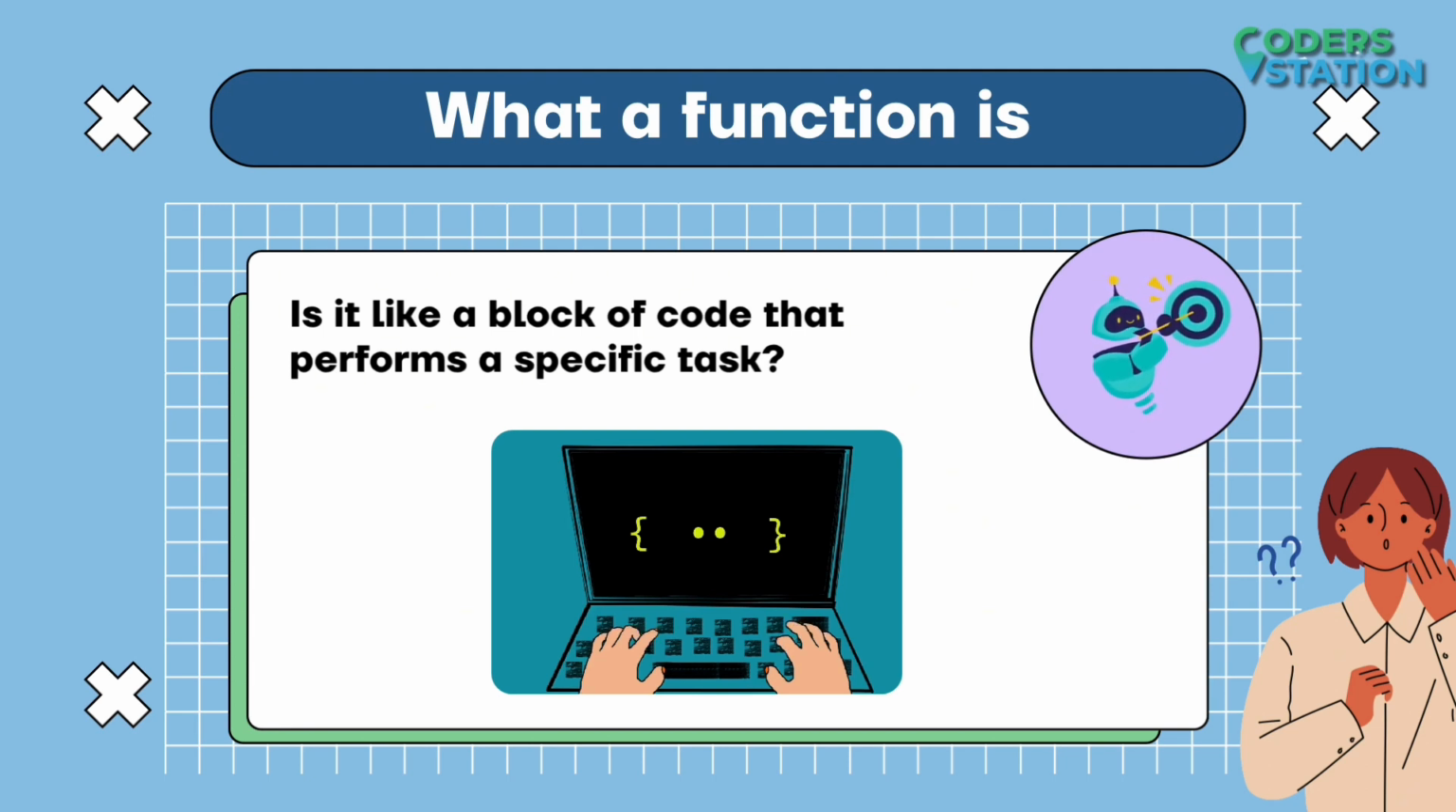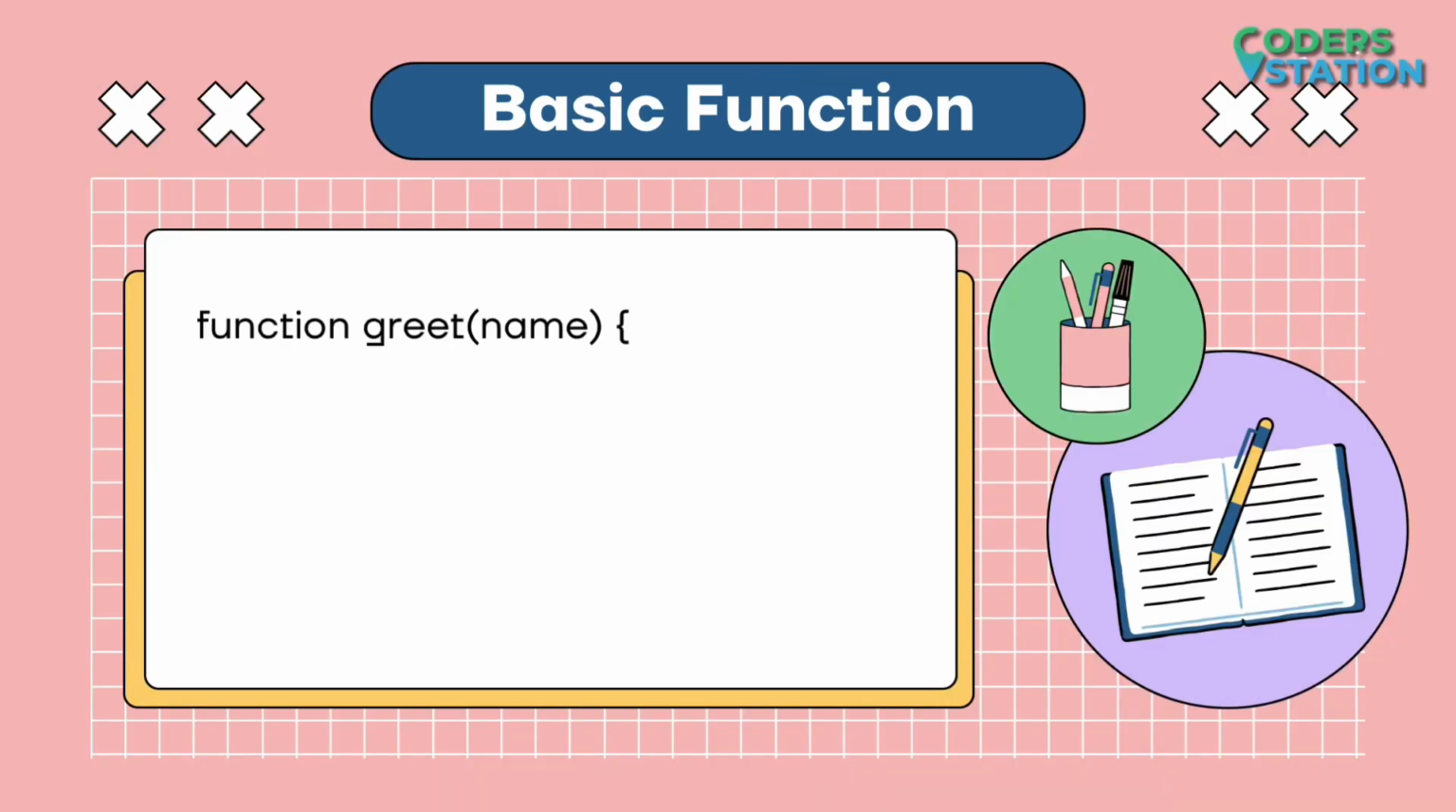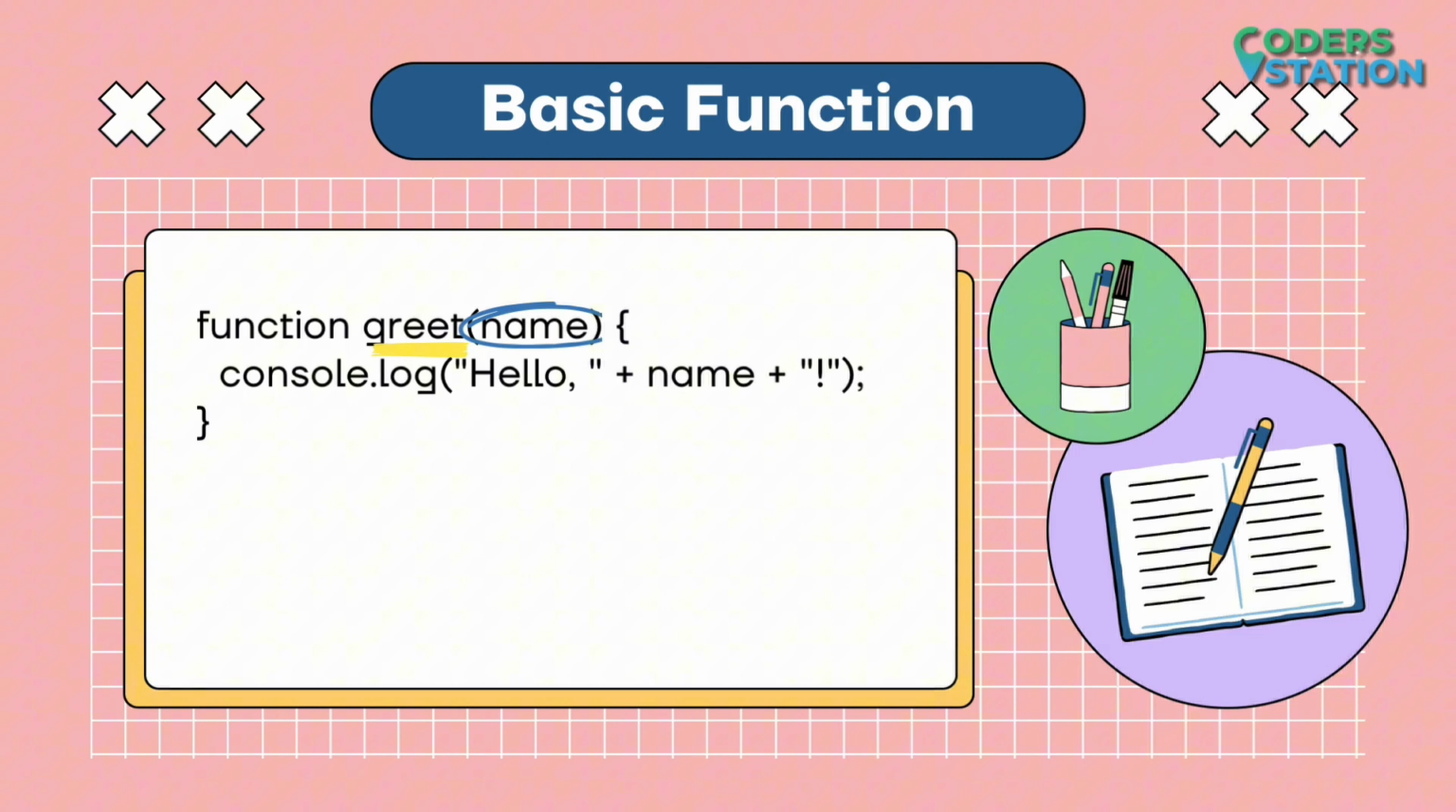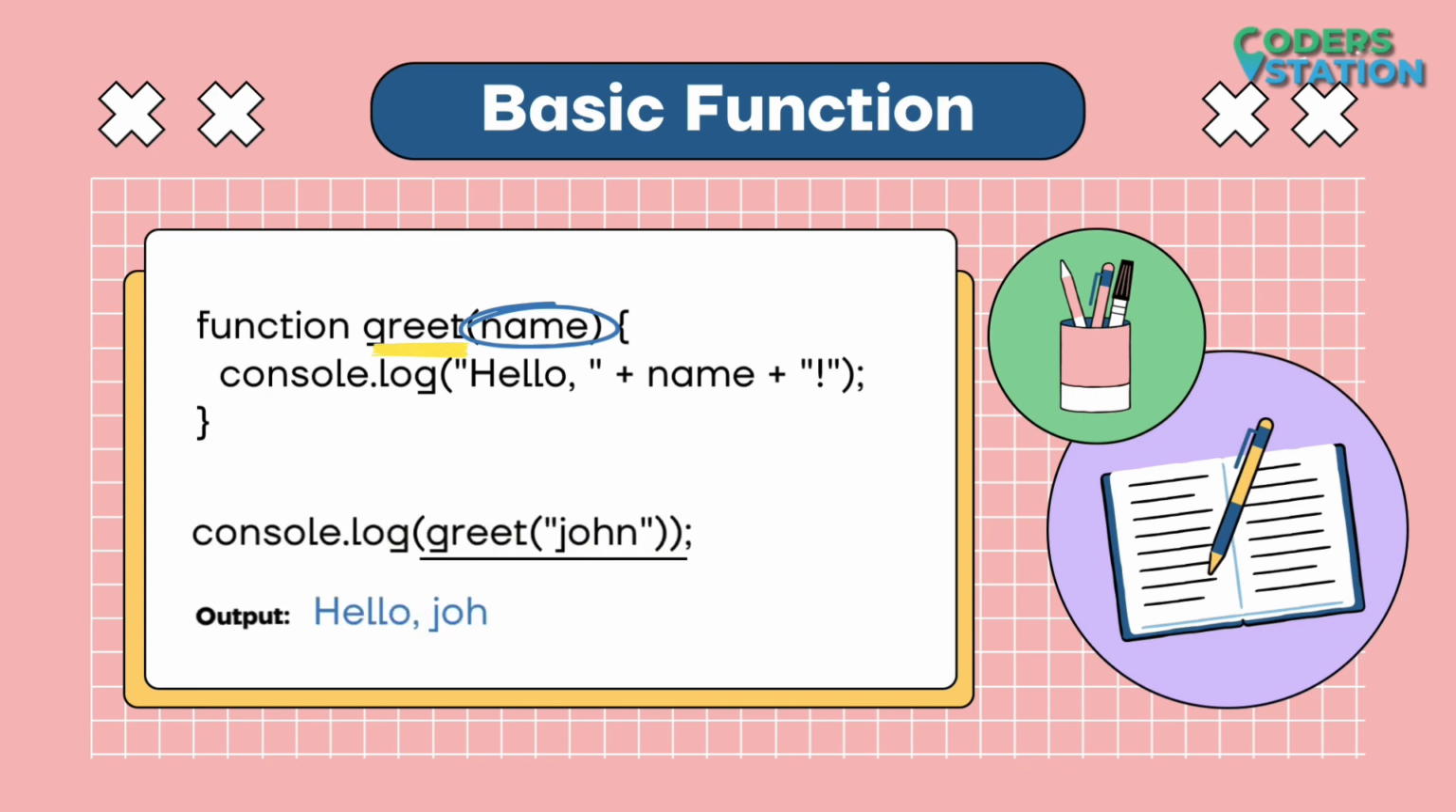Let's start with a basic function. Here, we have declared a function called greet that takes a parameter name. When we call this function with a name, it prints a greeting to the console. So, if I call greet John, it will print hello John. Exactly. Now functions can also return values.